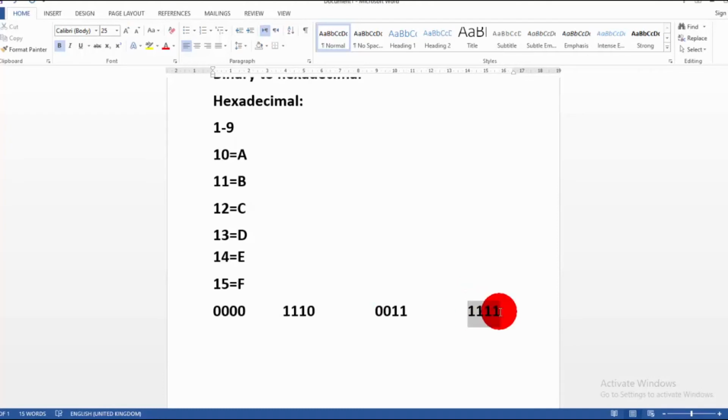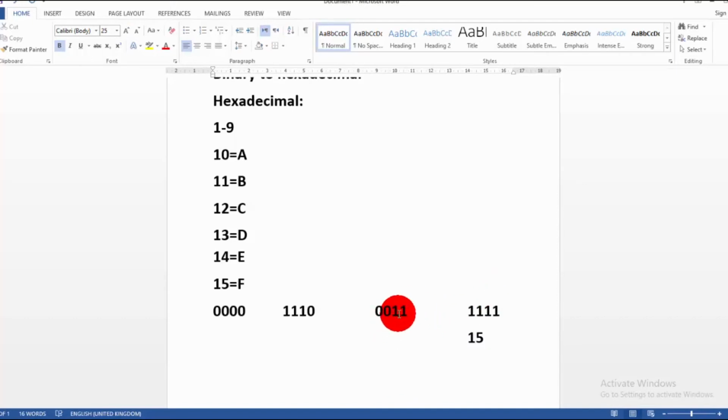Now let's convert these four 1s. Let's place 1, 2, 4, 8. Every 1248 digit has a 1 value, and if we add them, it becomes 15, right? So we have got 15.